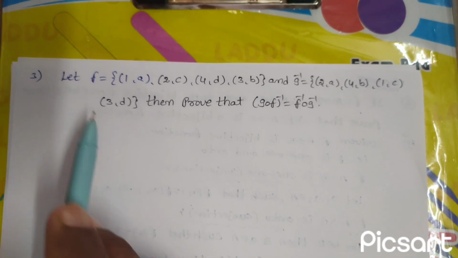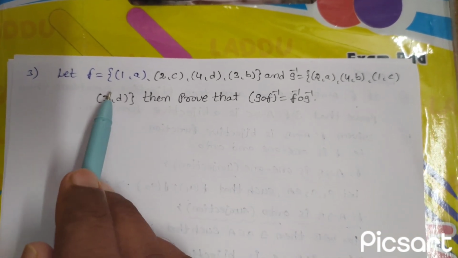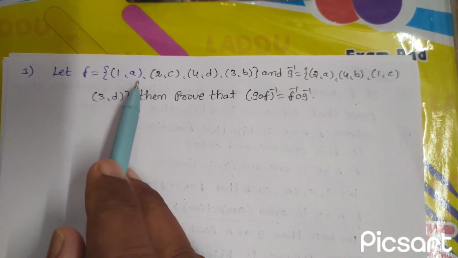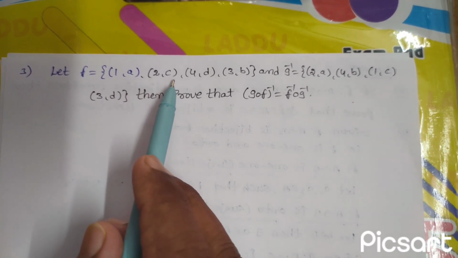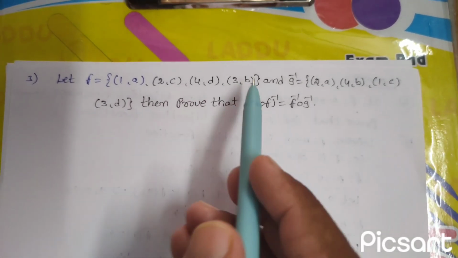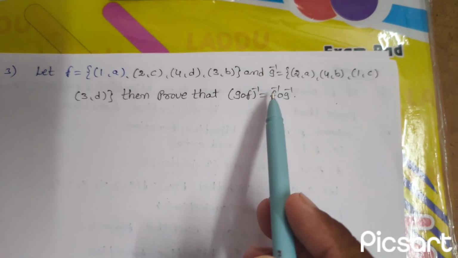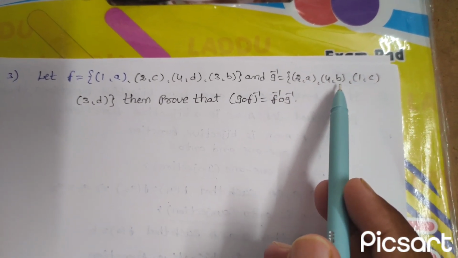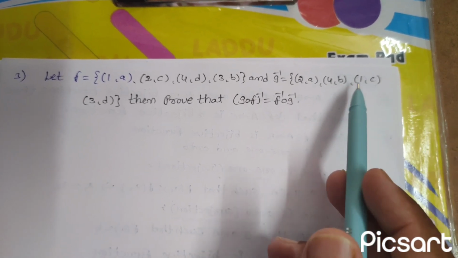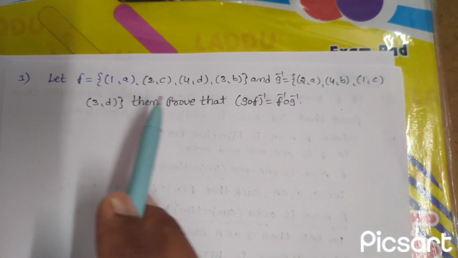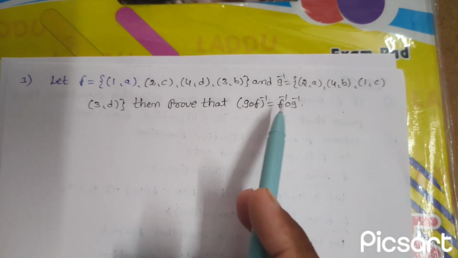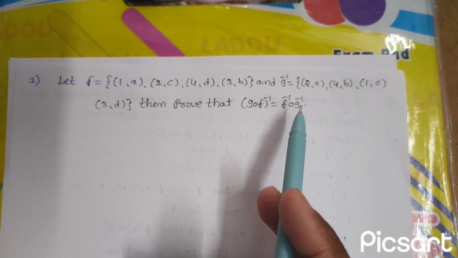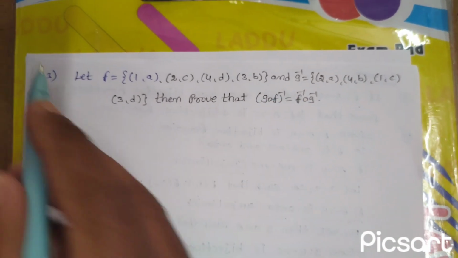Next problem. Let f be the set of 1 comma a, 2 comma c, 4 comma d, 3 comma b, and g inverse the set of the elements 2 comma a, 4 comma b, 1 comma c, 3 comma d. Then prove that g circle f whole inverse is equal to f inverse circle g inverse.